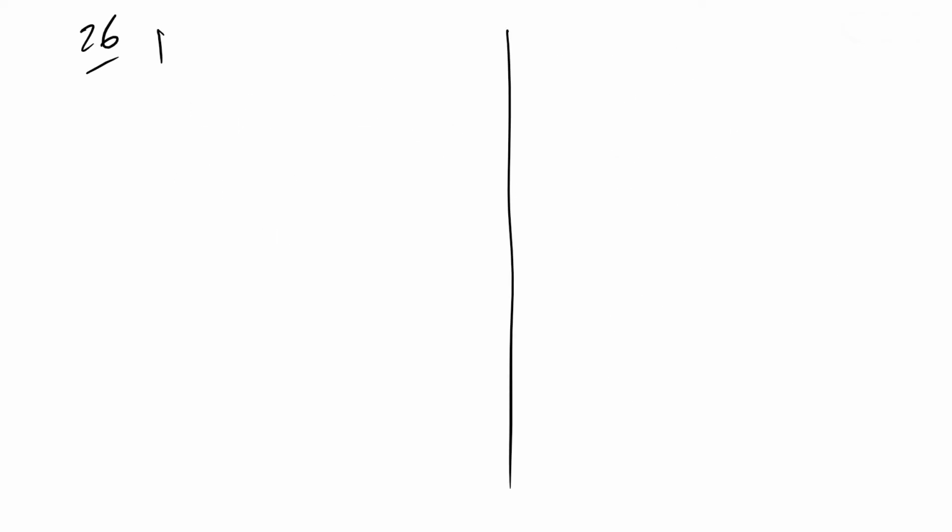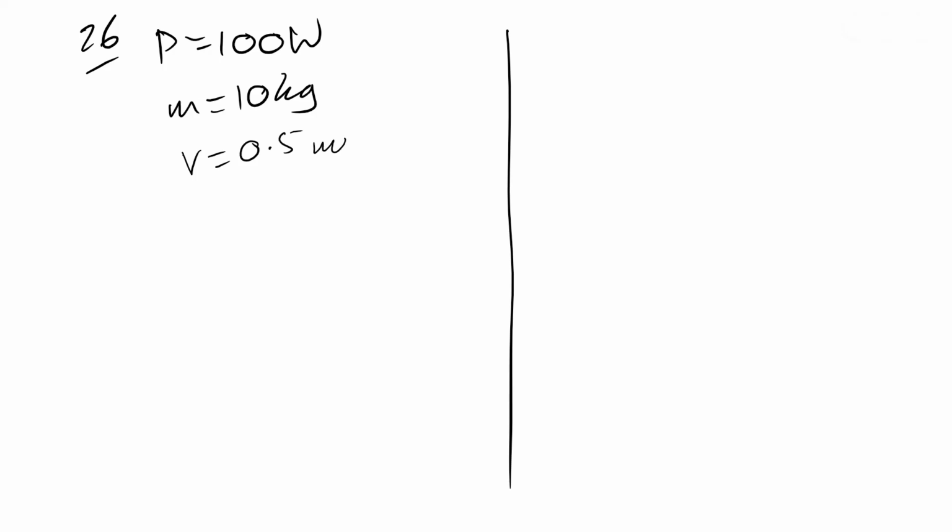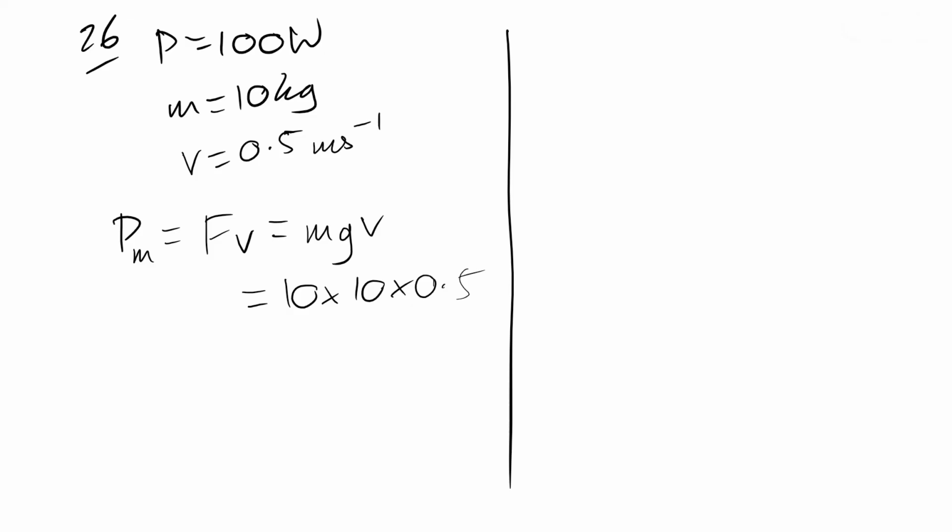We have an input power of 100 watts, which raises a mass of 10 kilograms at a steady speed of 0.5 meters per second. The efficiency, well, first thing we need to do is find out the mechanical power. And that's equal to force times velocity. So that's mg times the speed. So that's 10 times, we're just going to say 10 because, like we said, we don't have to be super accurate. So that's going to be 50 watts. So we're using 50 watts, but we have 100 watts going in. Therefore, it's going to be 50% efficient.